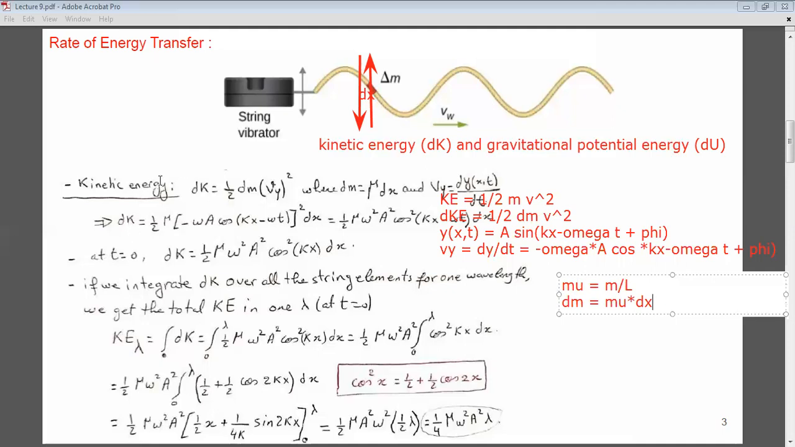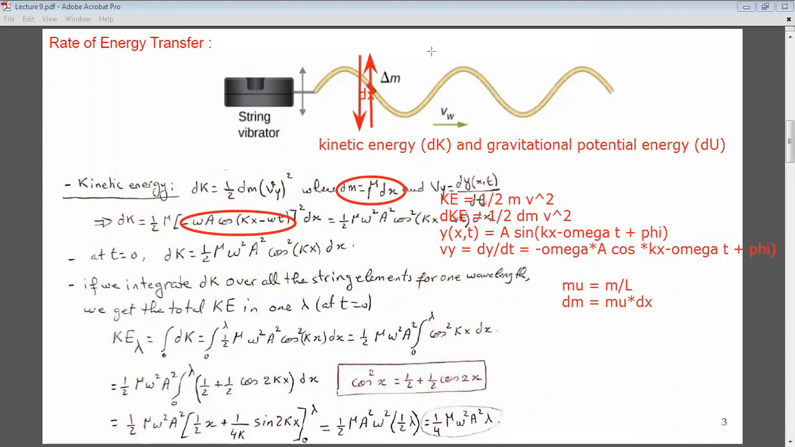So now I come to my equation. dk is half dm Vy square. Instead of dm, I'm gonna put mu dx. So dm is mu dx. And instead of Vy, I will put this thing, which is minus omega A cosine(kx minus omega t). There is no reason here to put phi. It won't cause any difference. So square. And this here, it will be half mu, and the dx, I put it at the end.